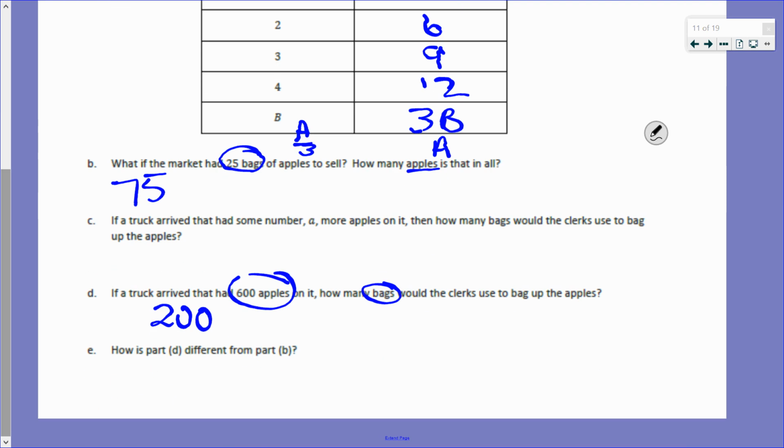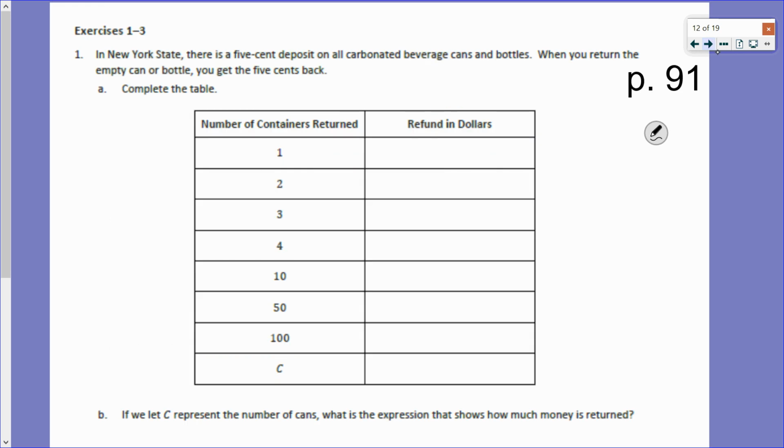Okay. Last page, I hope we can knock this one out real quick. On 91. The big giveaway on this one, guys: each one is 5 cents, but then they tell me in dollars. So how do I write 5 cents in dollars? 0.05.